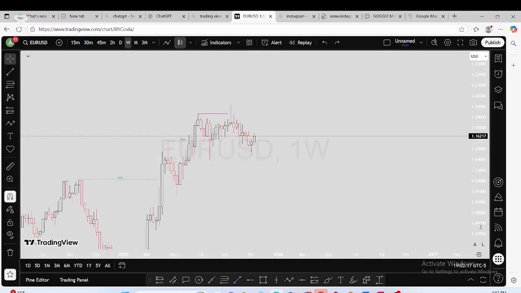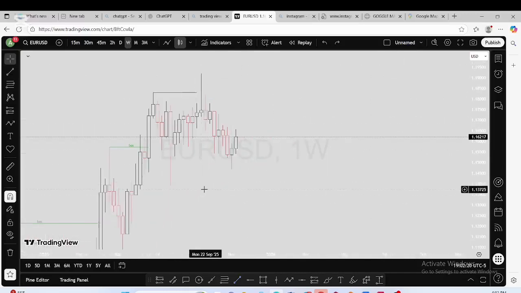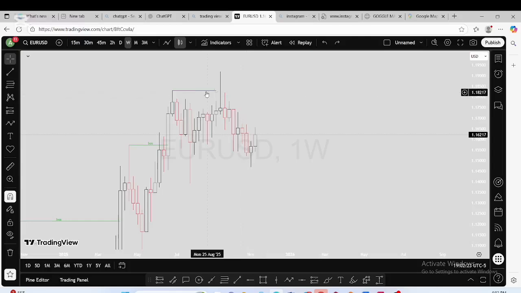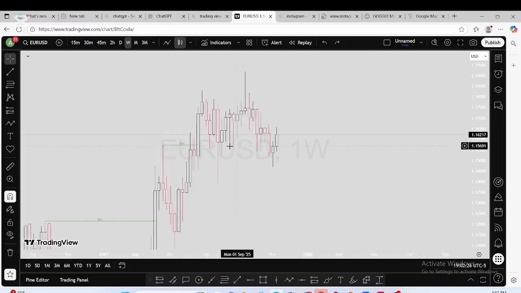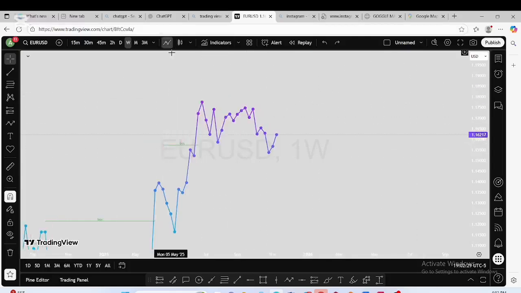But currently, let's work on what the current price action is giving us. So you already know we are in a bullish environment. Let's work on what the current price action is giving us. Changing this to line chart. I also use line charts too for one or two movement stuff.